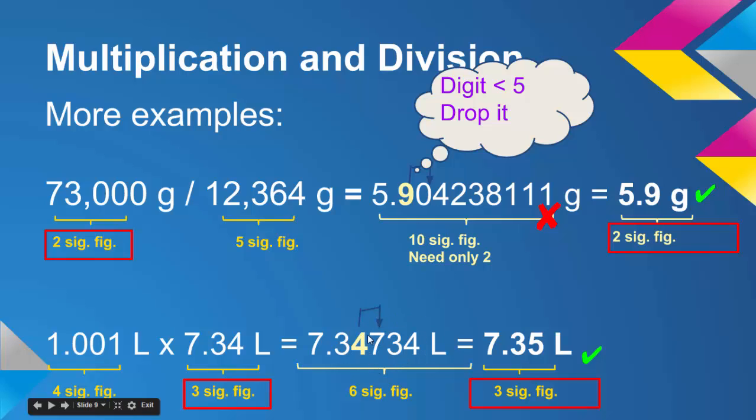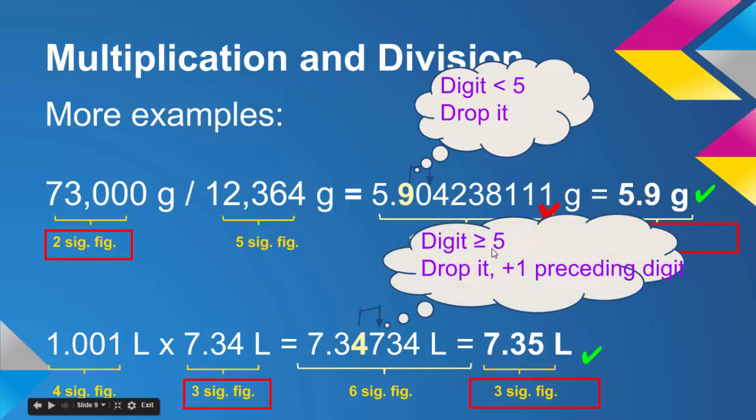Do I get rid of it? Do I add 1 to here? Well, this number 7 is greater than 5, right? Yes. So I'm going to drop it still, but that's not all. I better add 1 to this. Instead of 7.34, I'm going to be 7.35. Well, that was easy. Hey, are we done then?